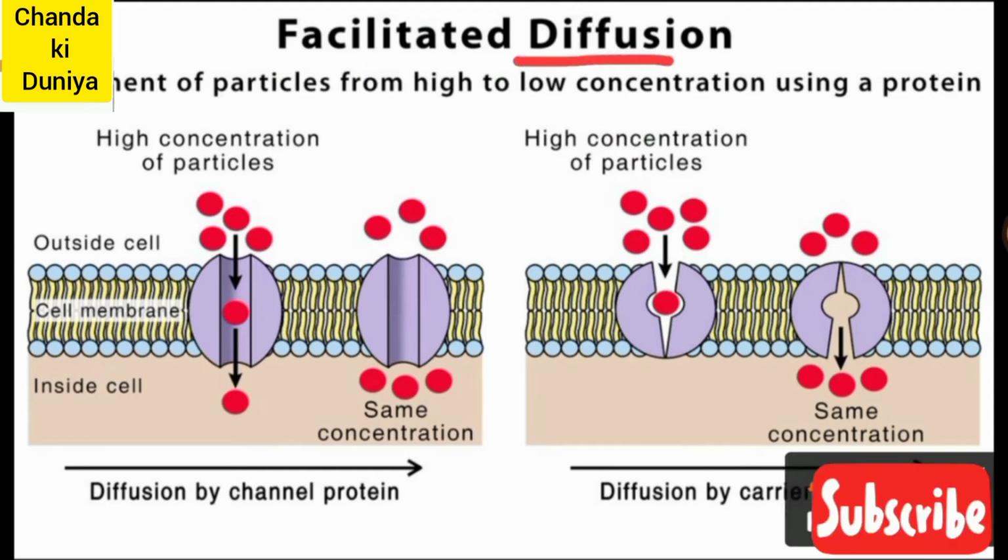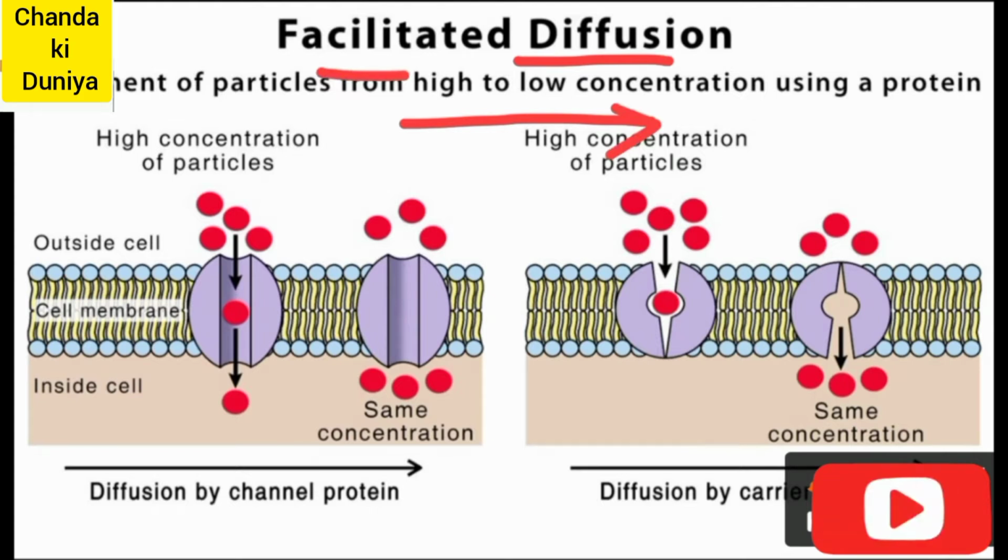Diffusion means the movement of molecules from the higher towards the lower concentration. In simple diffusion, they don't need any kind of agent or protein, but in facilitated diffusion they need protein. Without protein they cannot move. This is the main thing in facilitated diffusion: a protein must be used to take those molecules from the higher concentrated area towards the lower concentrated area. So this is mandatory in facilitated diffusion.